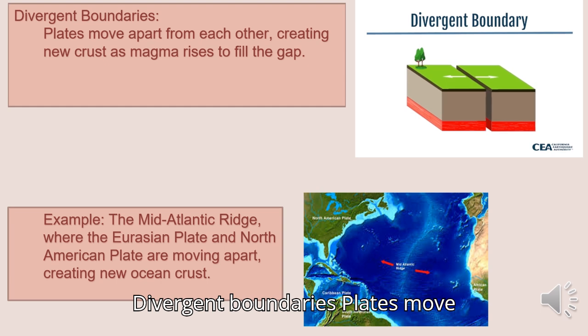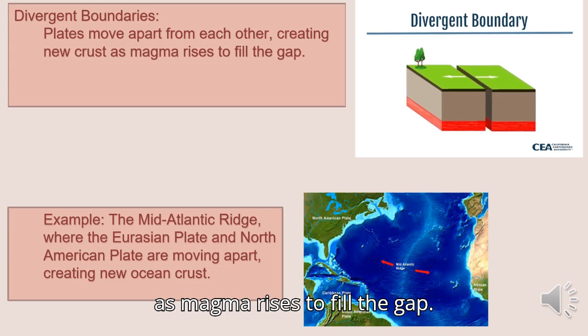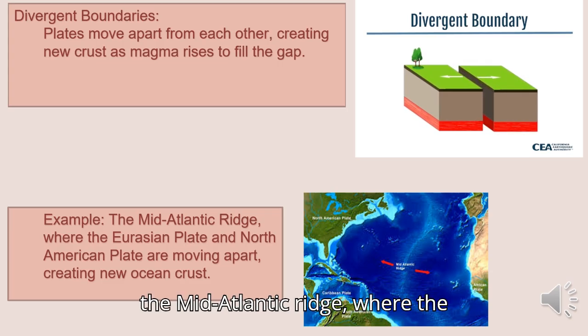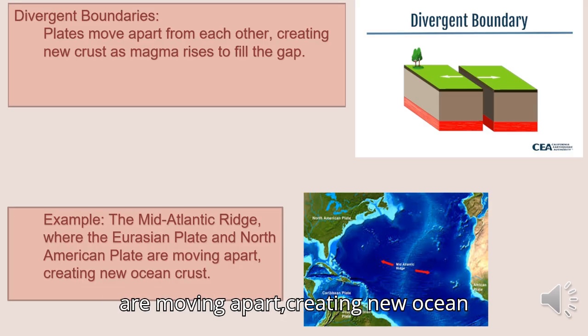Divergent boundaries. Plates move apart from each other, creating new crust as magma rises to fill the gap. Example, the Mid-Atlantic Ridge, where the Eurasian plate and North American plate are moving apart, creating new ocean crust.